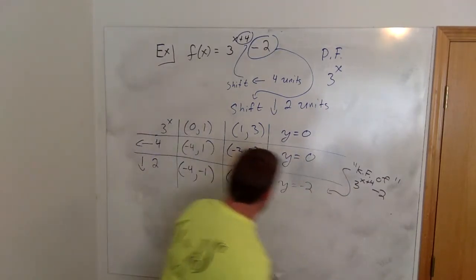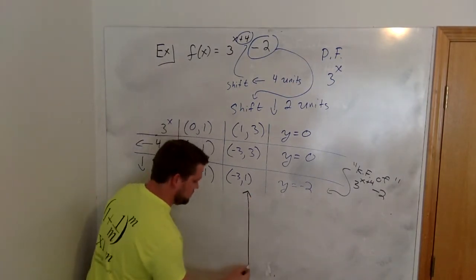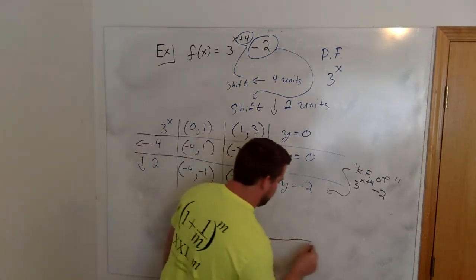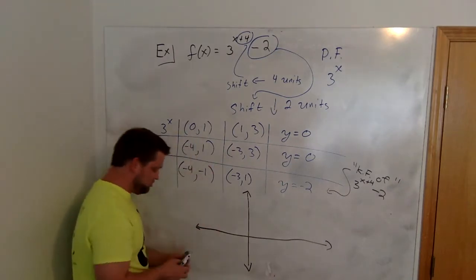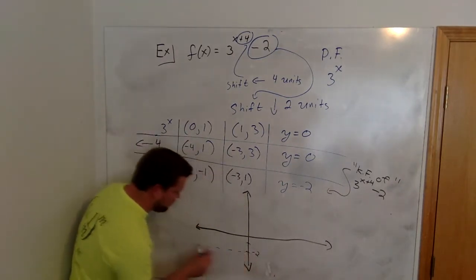So let's do it right here. Wish I had a little bit more board space. I'm used to having 2 or 3 boards or just a really large board when we're on campus. Okay, our horizontal asymptote, we're going to shift it down 2 units. So here's 1, here's 2, -2. Here's our horizontal asymptote.